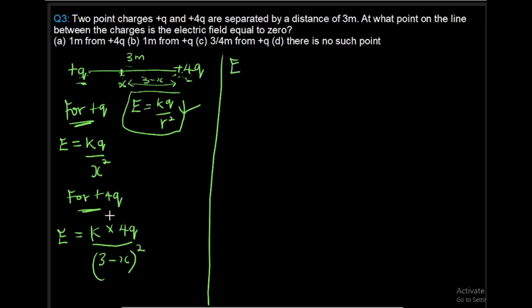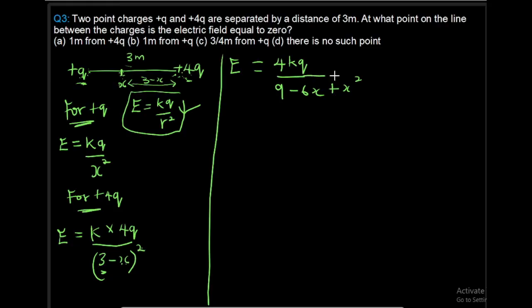Now if we simplify further, the electric field strength for the positive 4q charge is E equals K times 4q, that will give us 4kq all over, now we need to expand this bracket. This is 3 minus x all squared. So expand this, we just take the first value and square it, 3 squared, that will give us 9. Then we'll say 3 times minus x, then times minus 2. 3 times minus x will give us minus 3x. Minus 3x times 2 will give us minus 6x. Then we'll have negative x all squared, that will give us plus x squared.